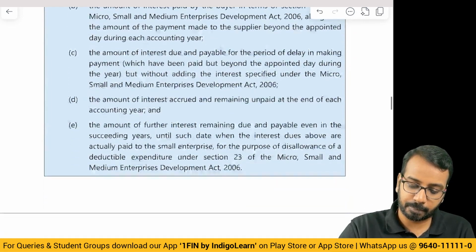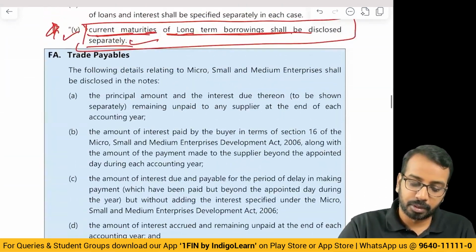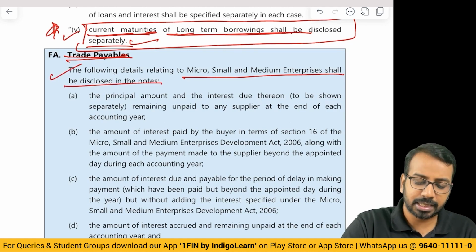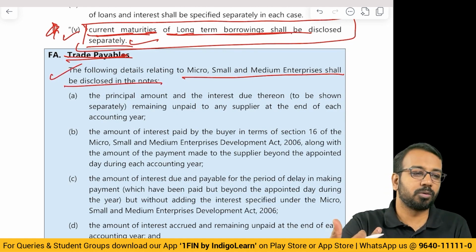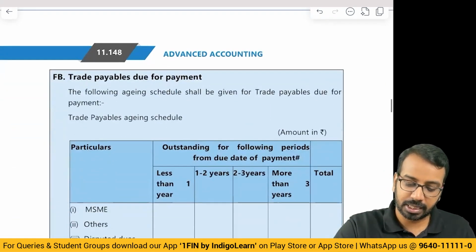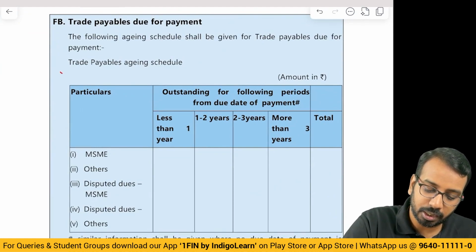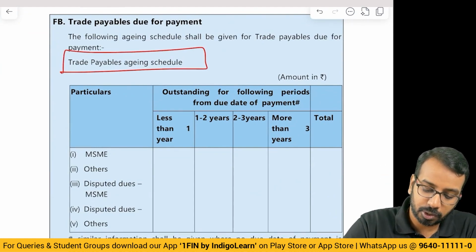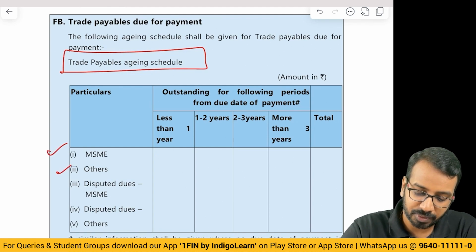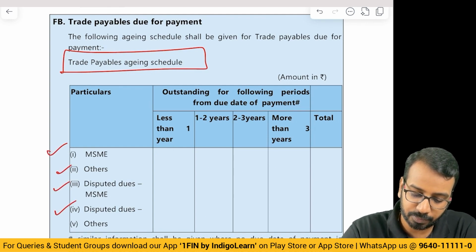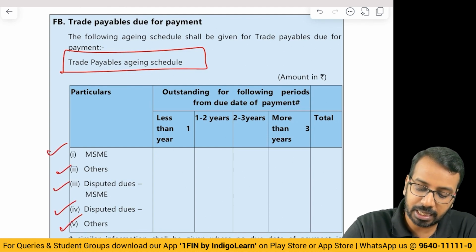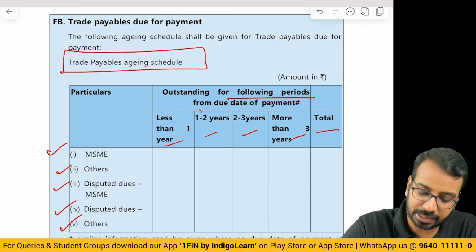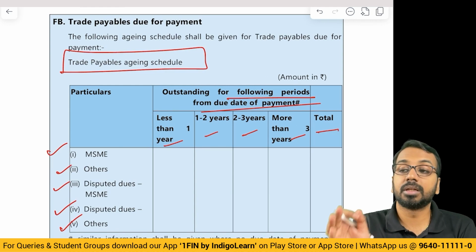Then you have trade payables related disclosures related to micro, small and medium enterprises. You can read it once. Don't try to waste too much time in understanding this. Then here you need an aging schedule. This can be asked. Aging schedule of different categories: MSME, others, disputed MSME, disputed dues, and others. Less than 1 year, 1 to 2 years, 2 to 3, more than 3, total. So how much period is it outstanding for? That has to be disclosed.